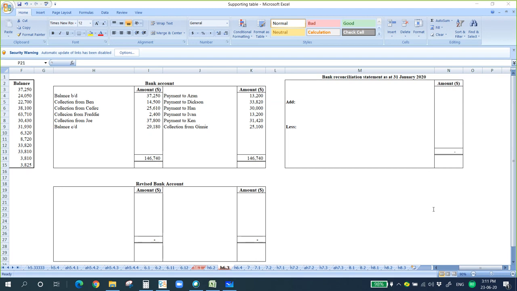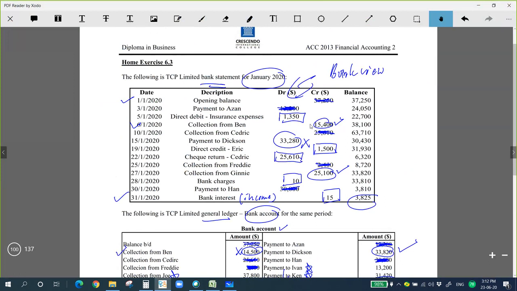So we start from the revised bank account. First of all, we write down the opening balance. From here, you can see that we have a balance b/d at the debit, right? So the balance b/d will appear here, 29,180. And then we follow the sequence. So we start from the bank statement amounts.